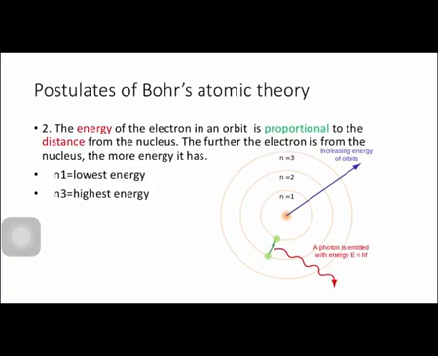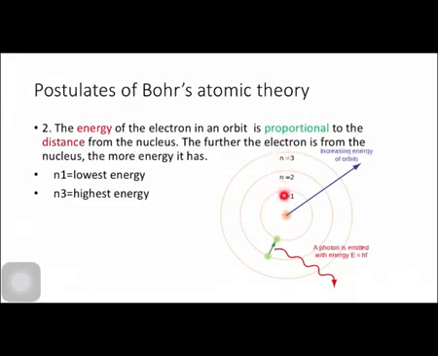According to the second postulate of Bohr's atomic theory, the energy of an electron in an orbit is proportional to its distance from the nucleus. The further the electron is from the nucleus, the more energy it has. To understand this statement, just look at this diagram of an atom. Here in the center the nucleus is present, and around the nucleus three orbits are present, N1, N2 and N3. Here N1 has the lowest distance from the nucleus, as you can see, so it has the lowest energy, whereas N3 has the highest distance from the nucleus, so it has the highest energy.